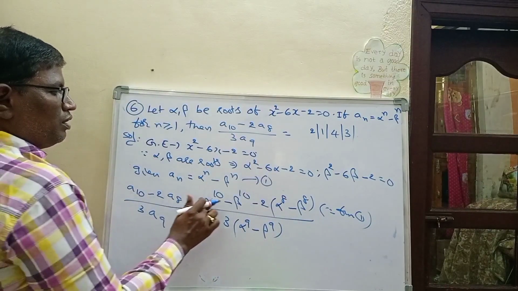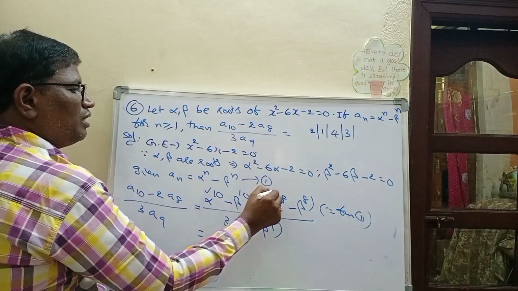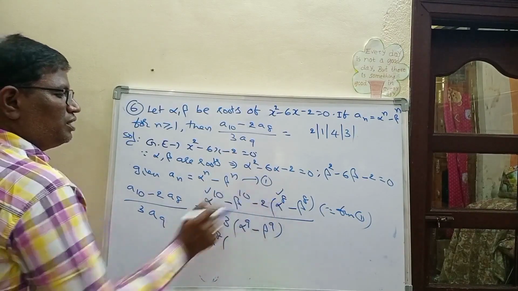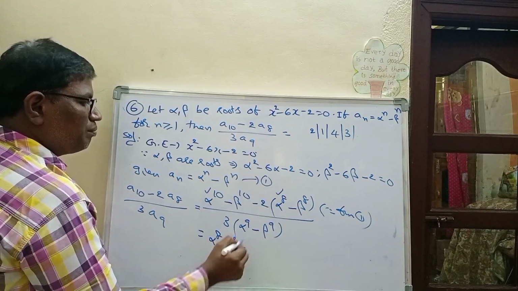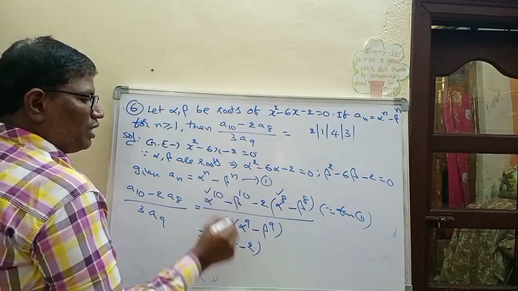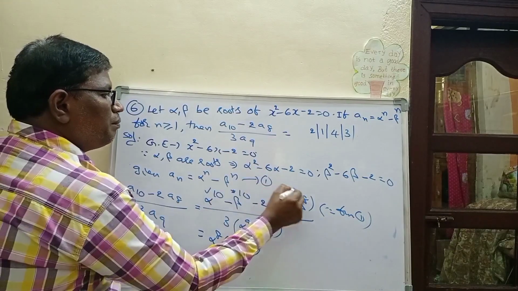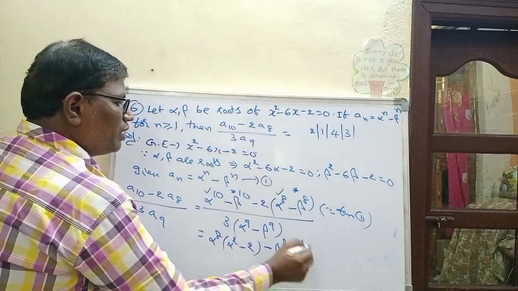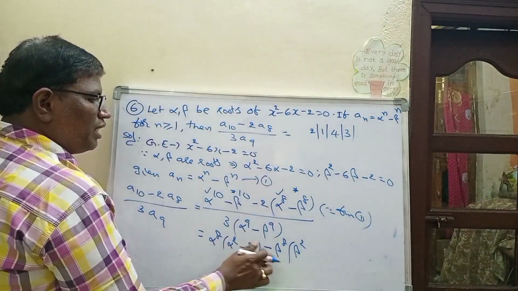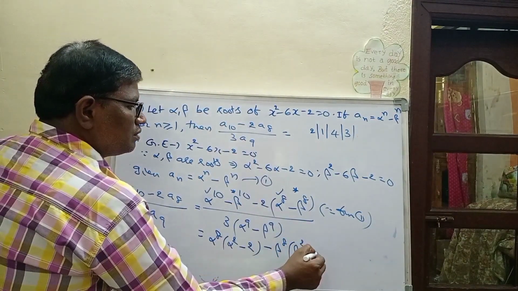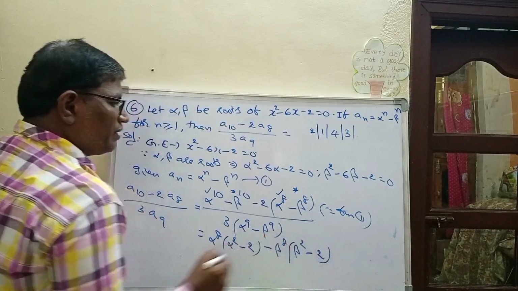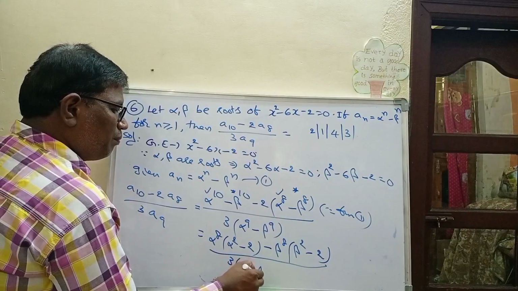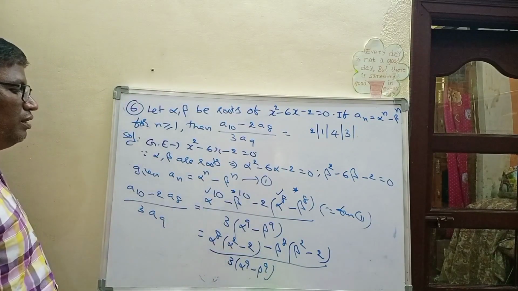So here alpha power 10 is here, here alpha power 8 is here. So take alpha power 8 common in between these two. Remaining is alpha square minus 2. And here similarly beta power 8 common, beta square, and minus beta power 8 common, remaining is minus 2. So divided by 3 into alpha power 9 minus beta power 9.